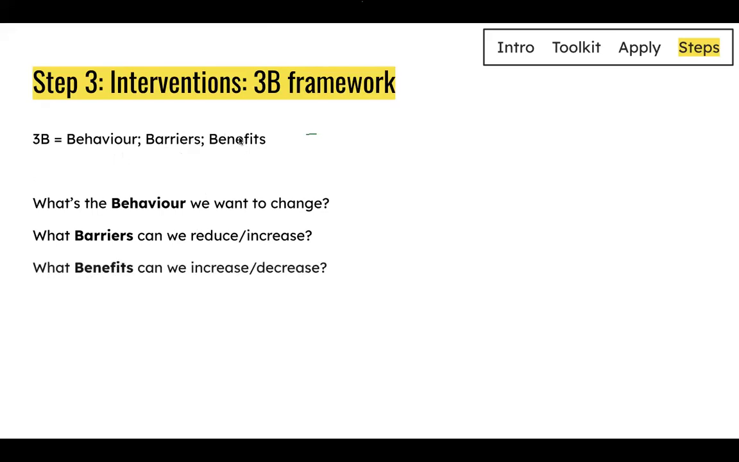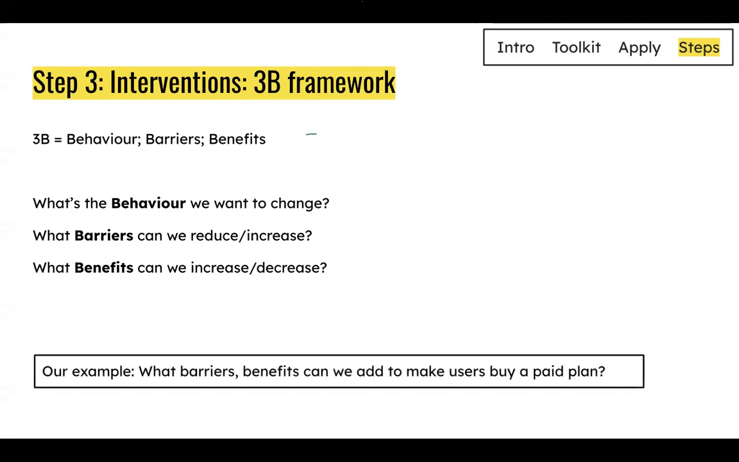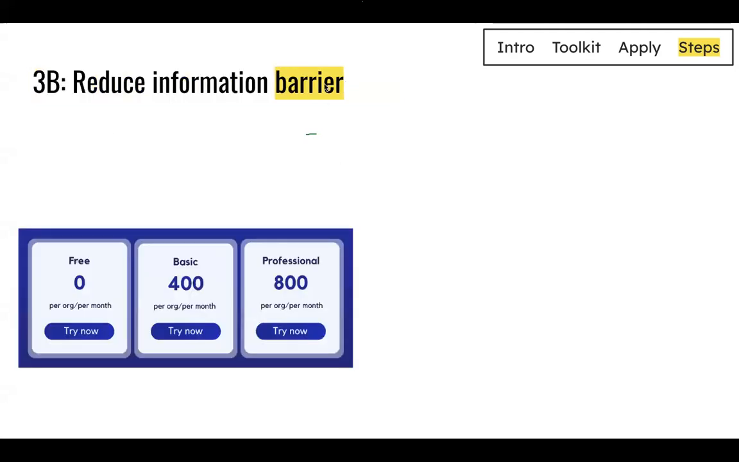What benefits can you add or remove to drive that behavior? Here, for instance, you want to probably add some barriers to the free plan, add some benefits to the other two plans, remove any barriers that are stopping people from buying the paid plan and so on, right? I just added a very small example just for us to get an idea of how it looks. Okay, so this is how it looks.